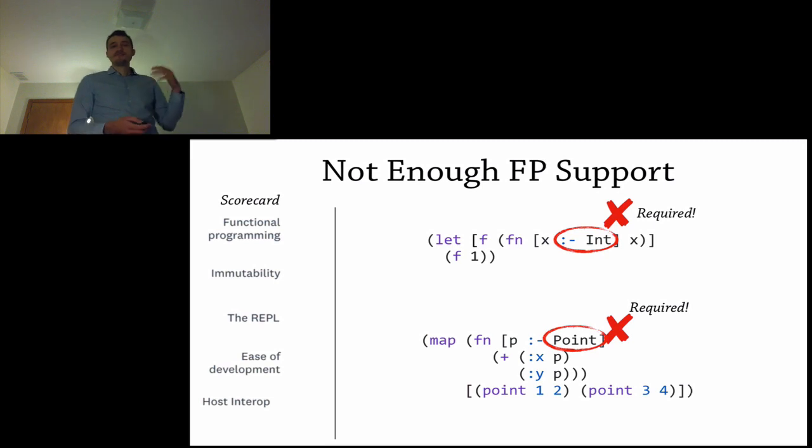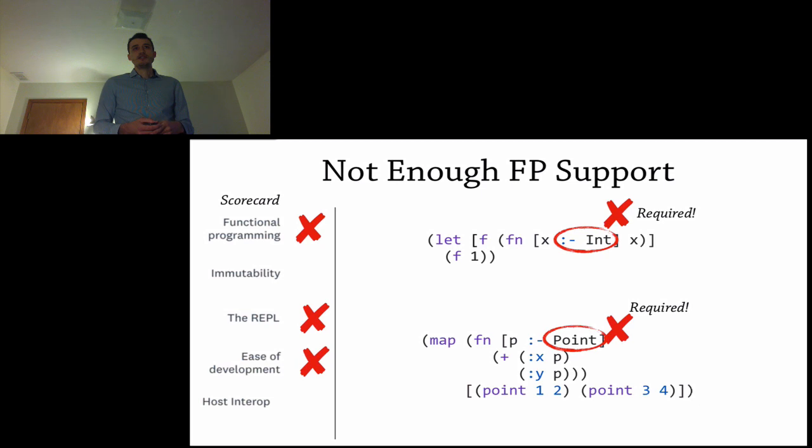And the same with this map over here. We're mapping over a series of points, so clearly this p has to be a point, but we have to add this annotation. And users were not happy with this. This bogs down development because there's all this minutiae you have to do, and it's quite annoying.